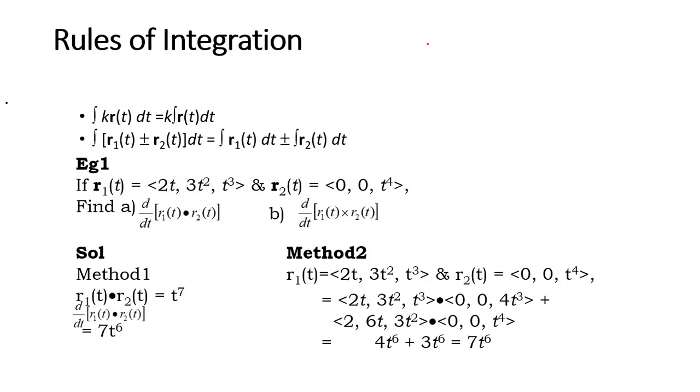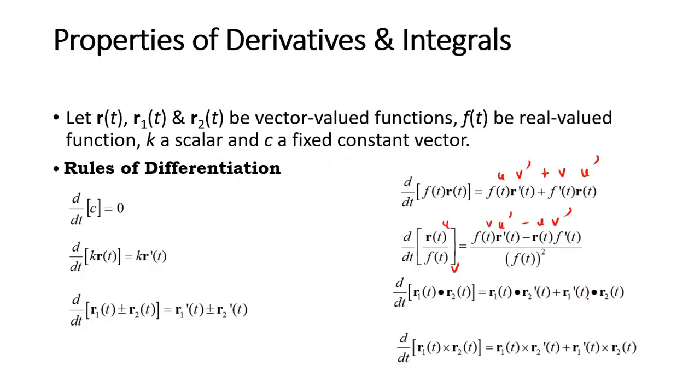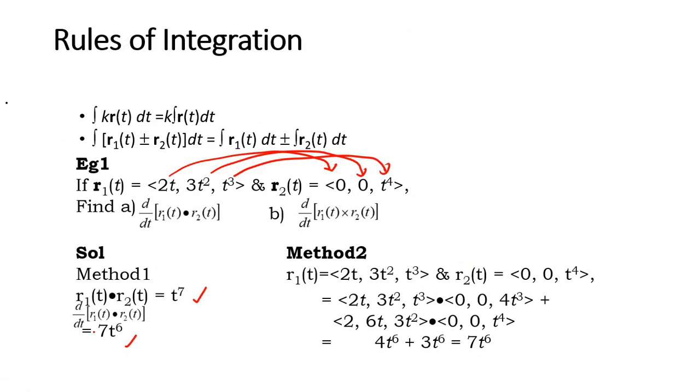To do the product, multiply component i with i: 2t times 0, and then 3t squared times 0 is 0. Lastly, you have t to the power 7 here. Then you take d/dt of t to the power 7 and get 7t to the power 6. Method 2 applies the formula: r1(t) dot r2'(t) plus r1'(t) dot r2(t). For me, method 1 is easier than the second one.